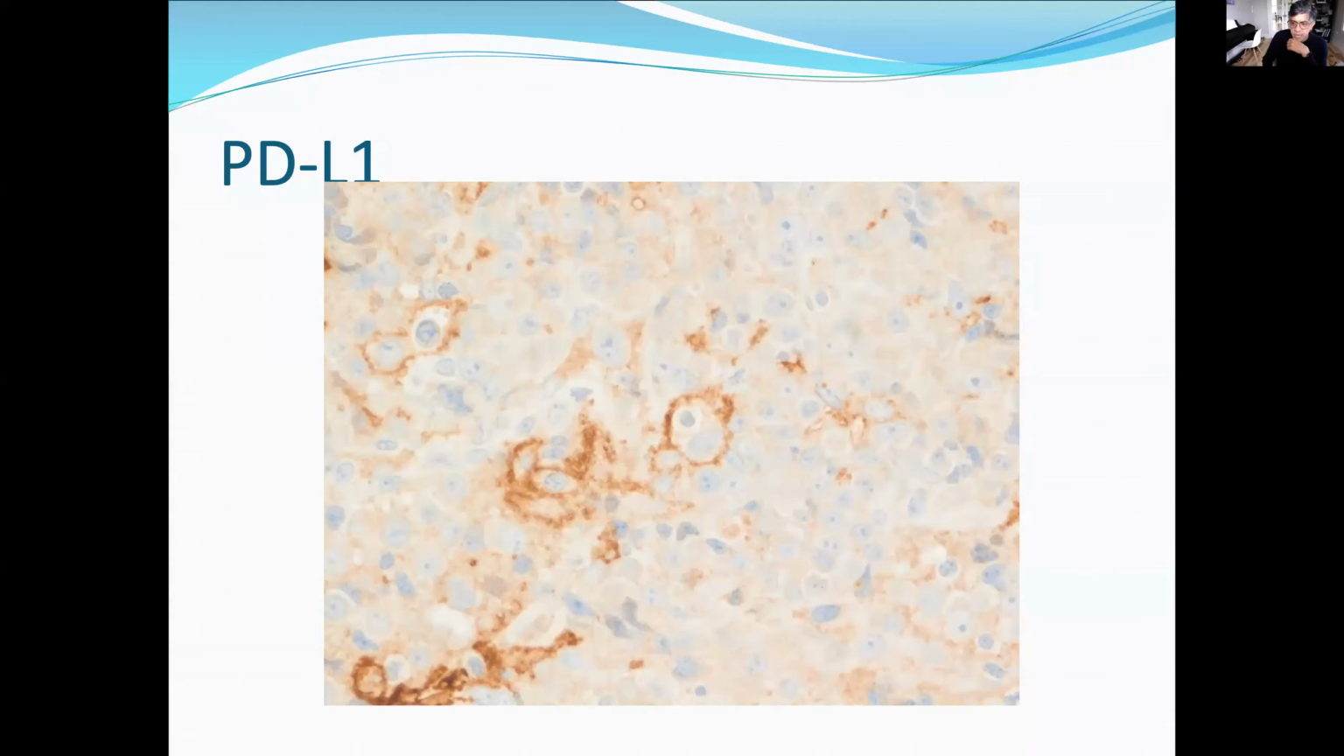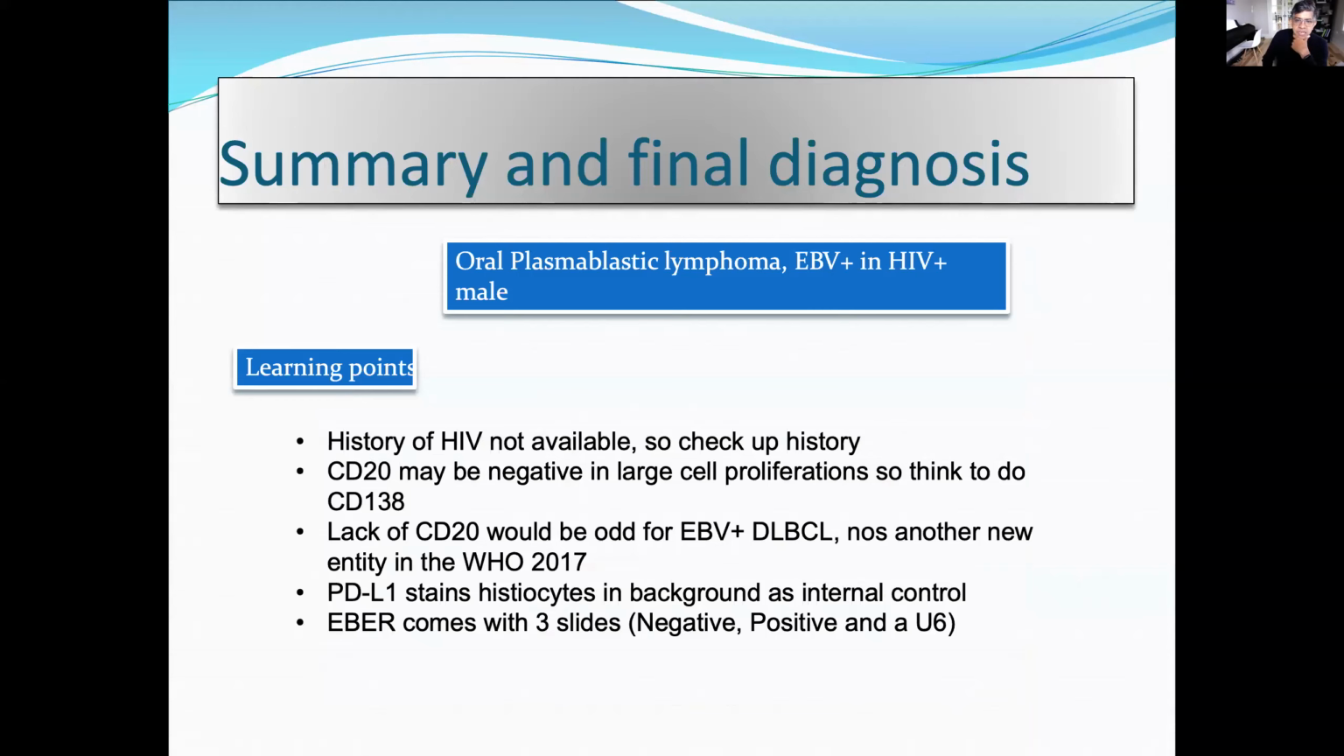After this case, we'll take one question that Nicholas has. So that's your histiocyte. Yeah. So this is oral plasmablastic lymphoma, as all of you said, right?